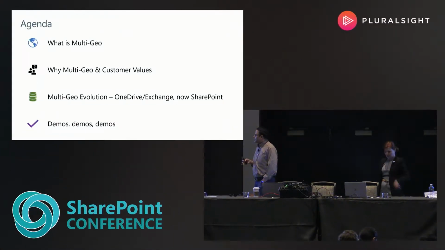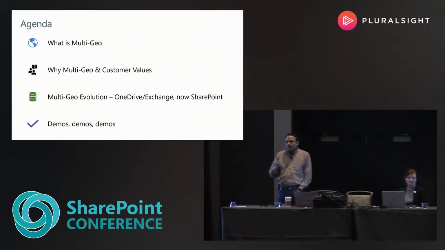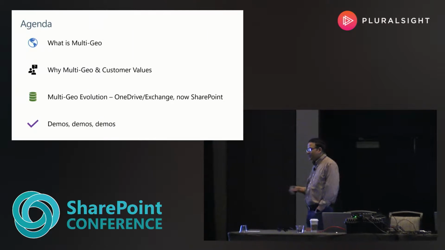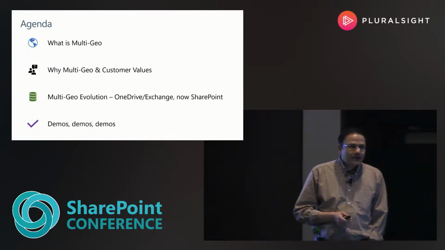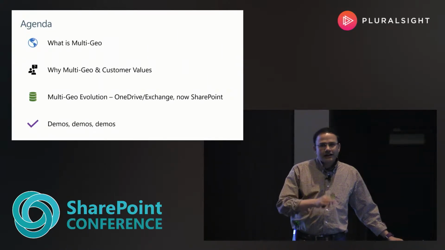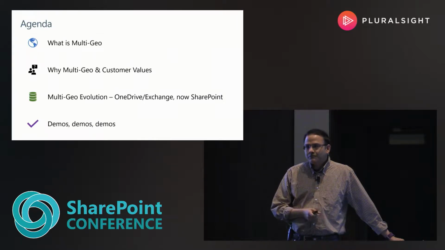So what we thought would be helpful is to give you an idea on what is multi-geo and why multi-geo, and what are the customer values that you get by deploying into multi-geo. Then we'll get into how we have evolved our multi-geo journey, starting with OneDrive, Exchange, and now in SharePoint services as well. And then we have a lot of demos to show you. If you have any questions, if you don't mind holding them to the very end, that will be helpful so that we can get through our demos, and then we'll take up more questions.